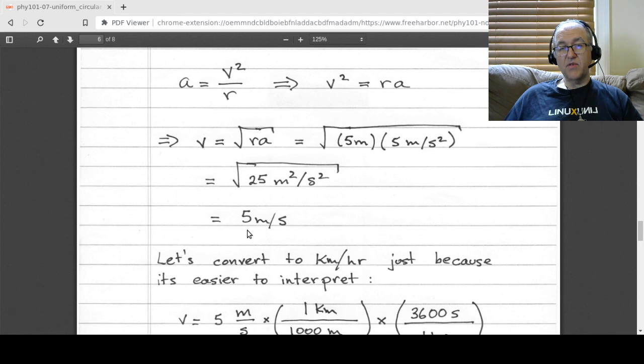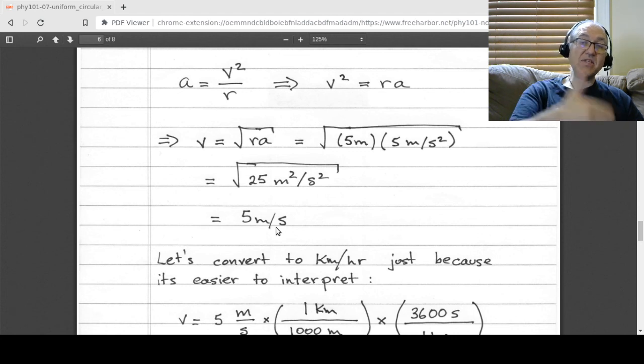And the square root of 25 is 5, okay? And so I made my numbers very simple here on purpose. This is not meant to be very deep a problem in terms of the math, just get the intuition. And so your velocity is 5 meters per second, okay? So if you're traveling less than 5 meters per second, you can go around the corner no problem. But if you're traveling faster than 5 meters per second, you're going to start to skid.